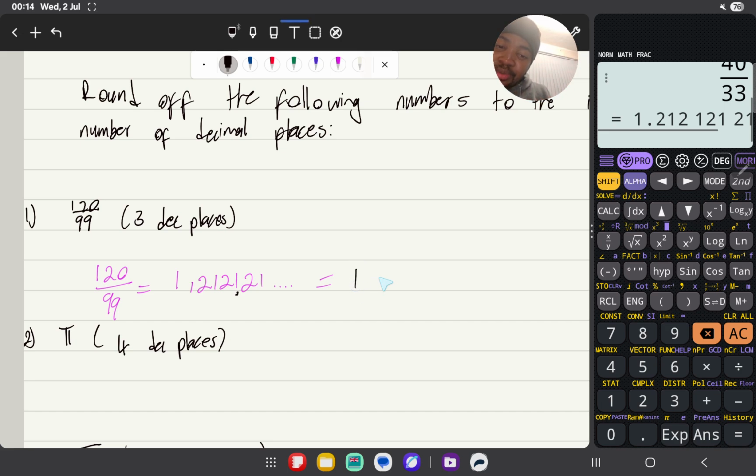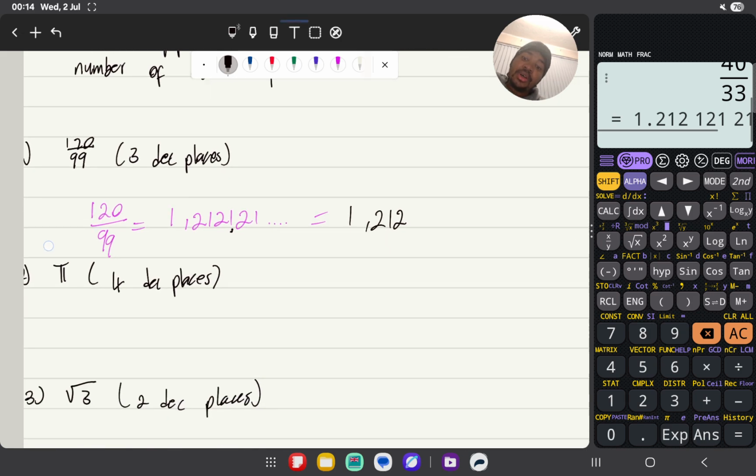That means the answer here will be 1.212. Yes, 212, just like that, because 3 decimal places, we want to see 3 numbers after the comma, right?